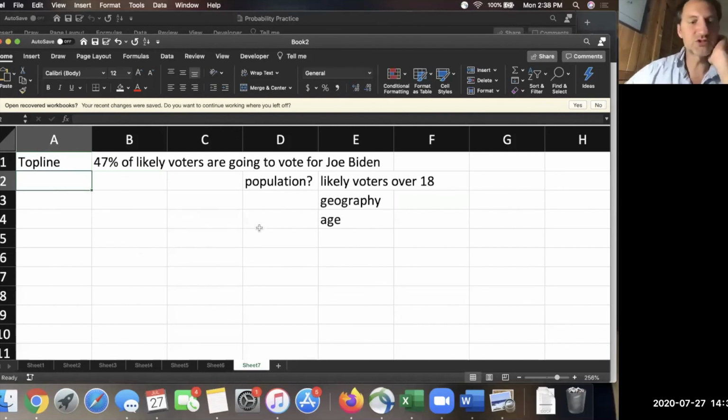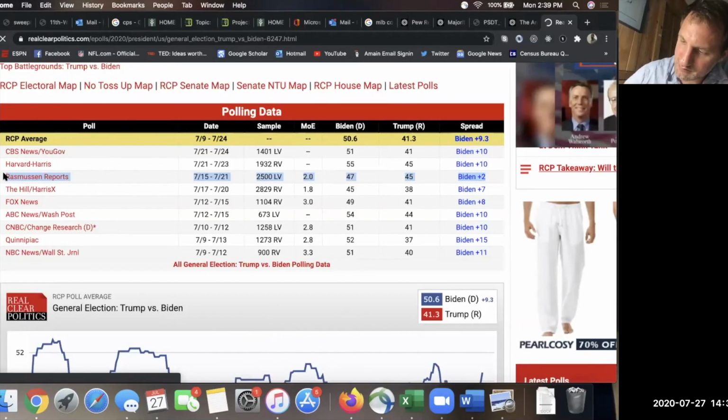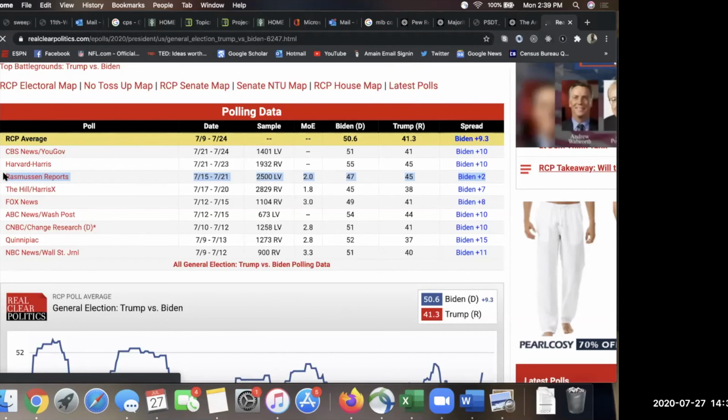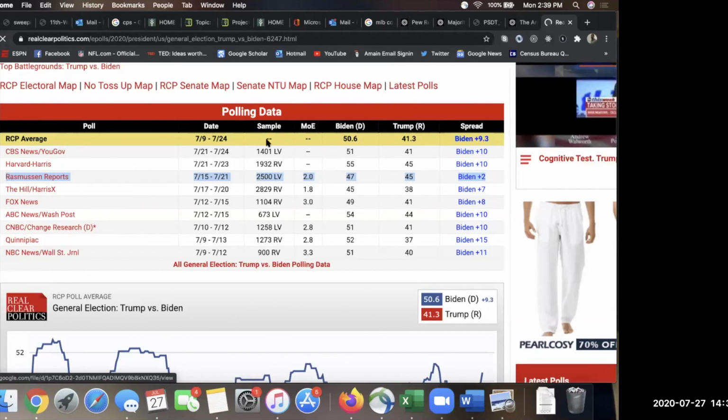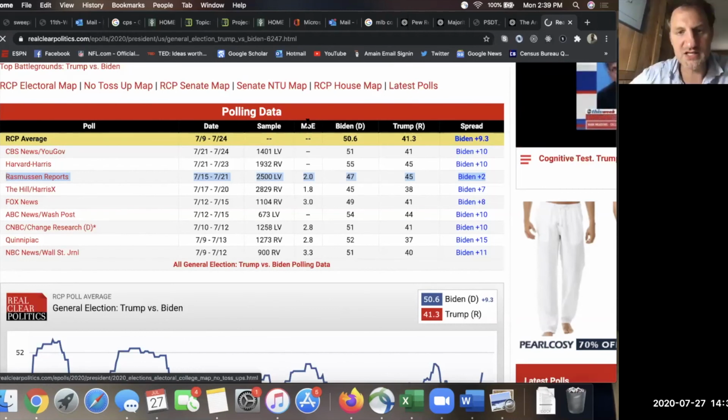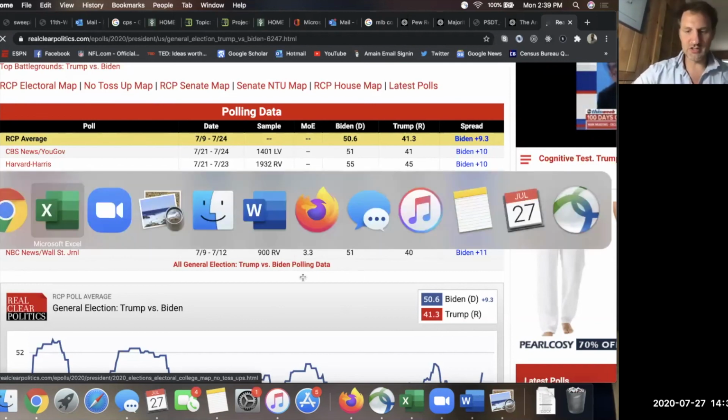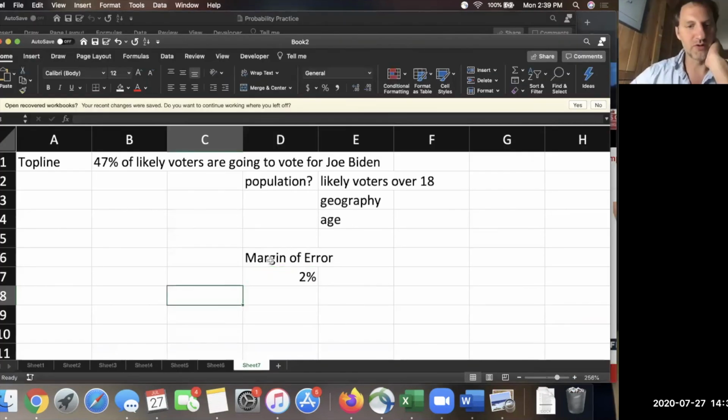Do you remember what the margin of error was? Would it be plus or minus 2? Right, because you see the MOE column, that stands for margin of error. So that's 2 percentage points. Okay, so the margin of error is 2%. Go ahead and try to do what we did before, where you construct the sentence, you construct the confidence interval.